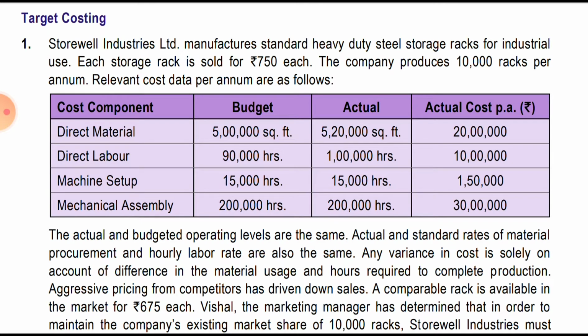750 into 10,000 is 75 lakh, minus 20 lakh, minus 10 lakh labor, minus 1 lakh 50, minus 30 lakh. And to calculate per unit, the per unit selling price is 750, then divide 20 lakh by 10,000 units, so we will get 200. In the same way, divide each and every cost by 10,000: 10 lakh divided by 10,000, 1 lakh 50 divided by 10,000, 30 lakh divided by 10,000, and after deducting the entire cost, we will arrive at a profit.